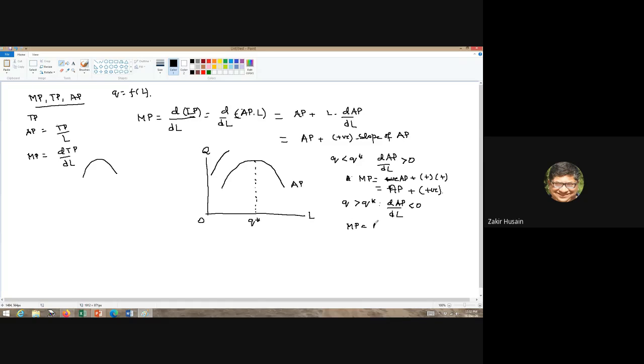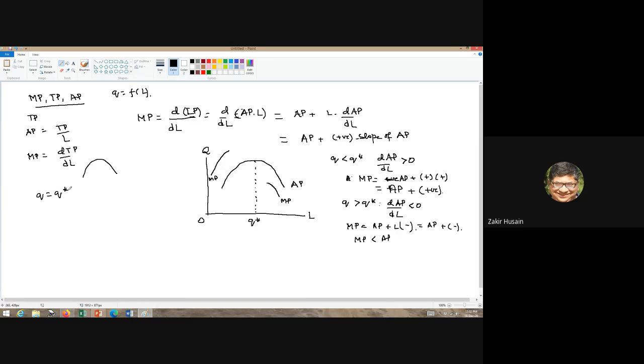So MP is equal to AP plus L into a negative, so AP plus a negative amount. Now which is greater, MP or AP? AP is greater. So AP will be like this, MP will be like this. See, MP can't go on rising, right?